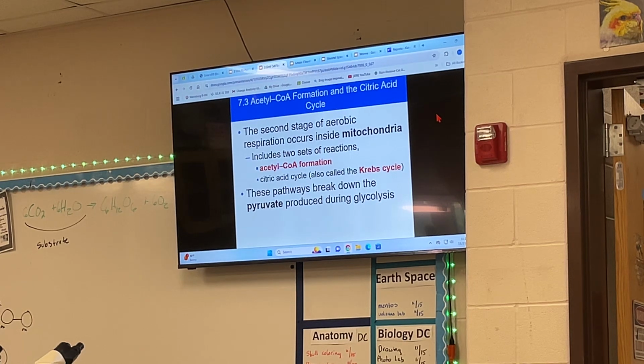We're changing the pyruvates to get them ready for the next step. This does occur in the mitochondria. In fact, all of the next steps are going to occur in the mitochondria. But remember, since we have 2 pyruvates now, all of these reactions from here on out are occurring twice, 1 for each pyruvate.